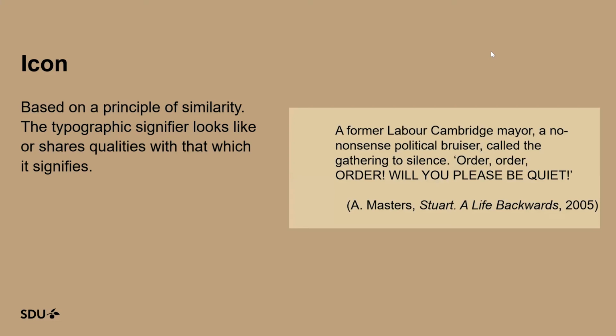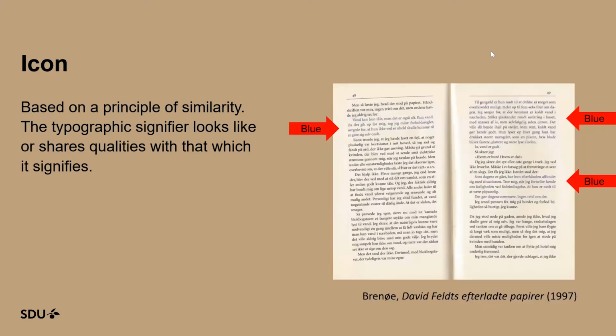This is quite a conventional example of iconic typographic signification, in the novel and in other texts as well. I'm sure you know it from text messaging and so on, that we have the visual salience of large capitals that is employed to convey the sonic salience of somebody shouting. But if we get back to Brenø's novel, this is a more experimental example of iconic meaning.